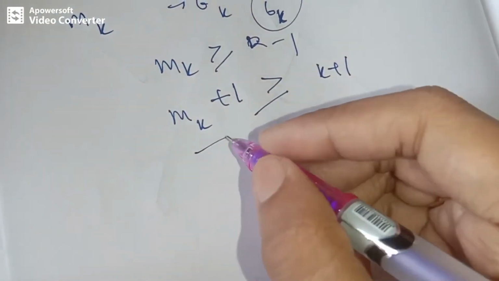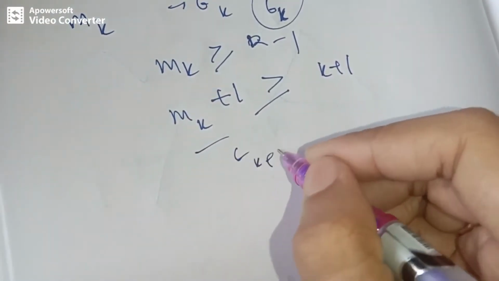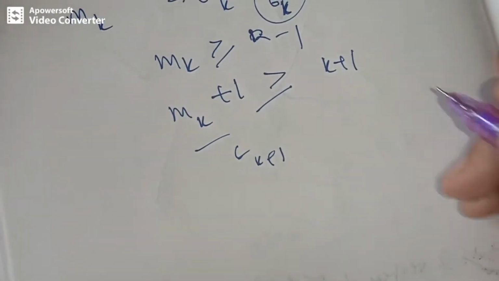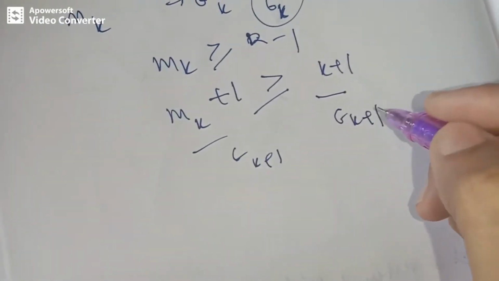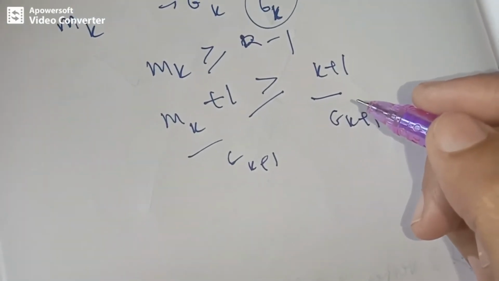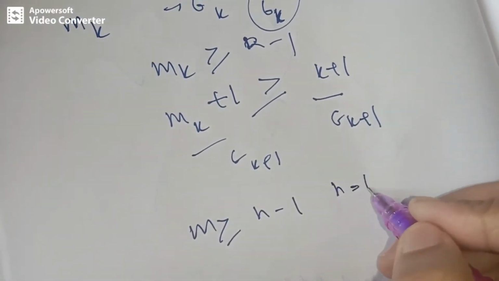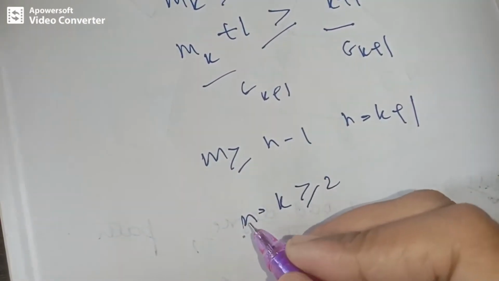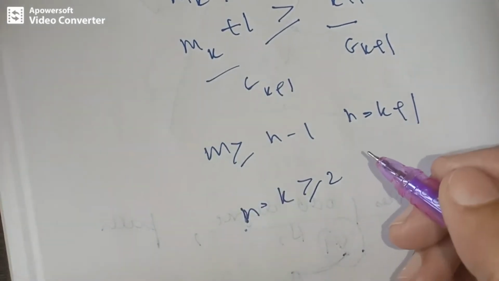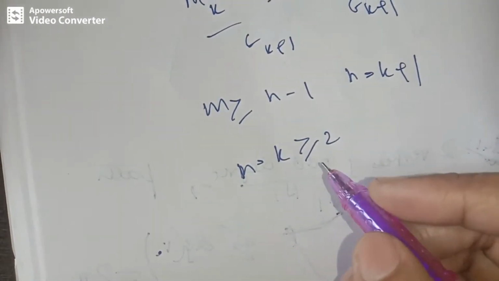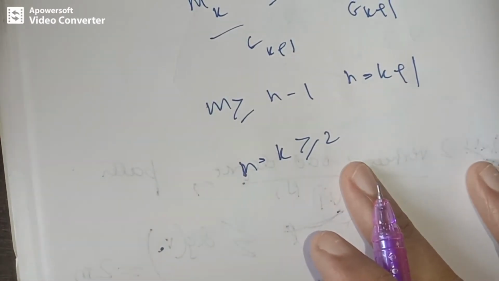So where m_{k+1} denotes the number of edges in the graph G_{k+1}, and k+1 is the number of vertices in the graph G_{k+1}. So thus the result m ≥ n − 1 holds for n = k+1, which also holds for n = k ≥ 2. So by the induction step, this completes the proof. That means it has been proved for the number of vertices equal to 2 as well as greater than or equal to 2. So this is the proof.